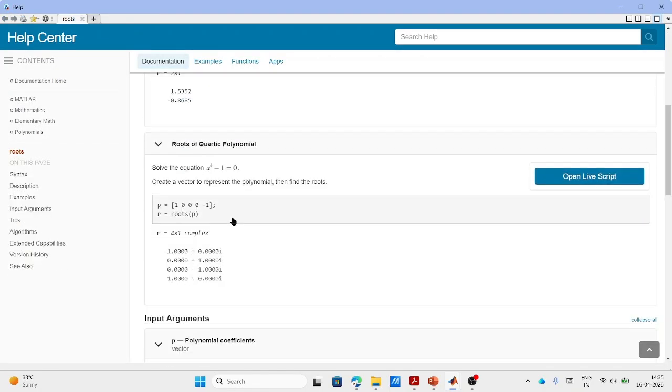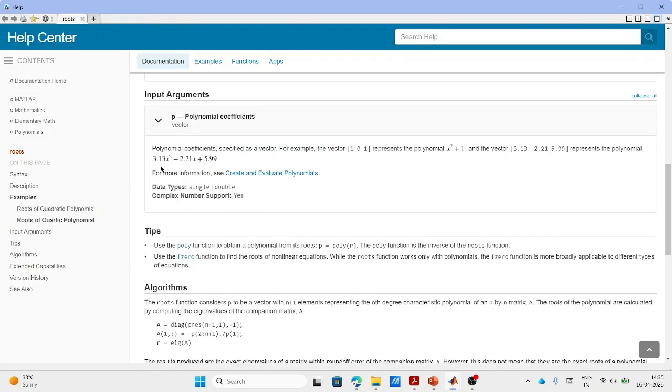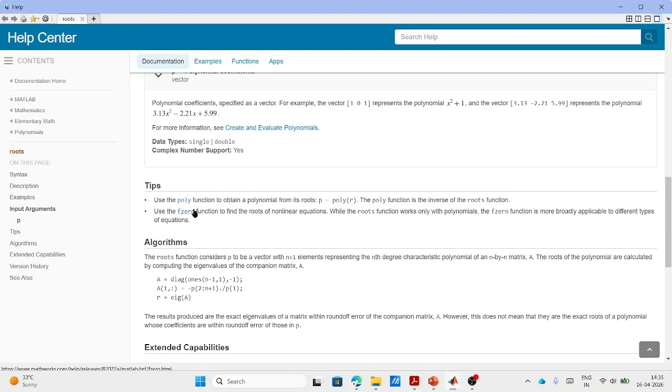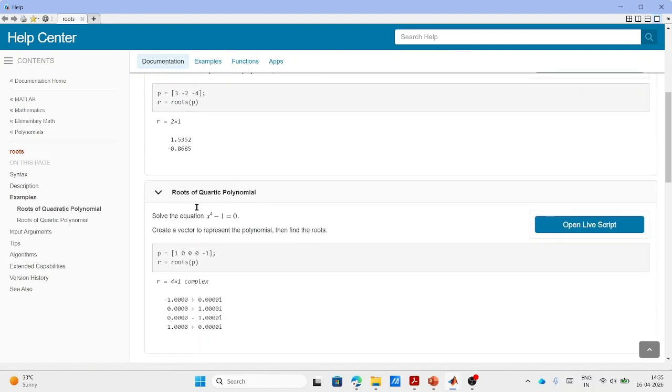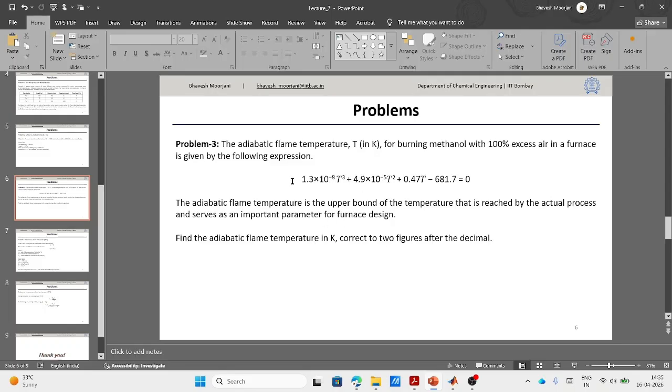This way. So for an equation like this, your coefficients will become 3.13, minus 2.21, and the constant 5.99. You can call the roots command, provide this vector, and it will give you the results. It will solve for the values which satisfy this polynomial. You just have to provide the coefficients of that polynomial, and it will give you the answer. So this is also one polynomial.